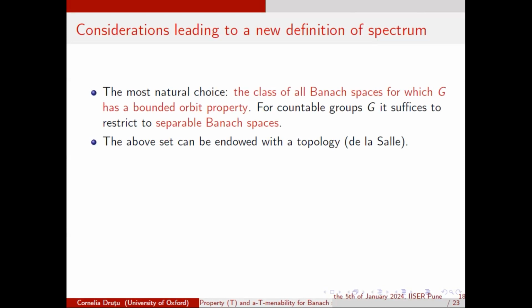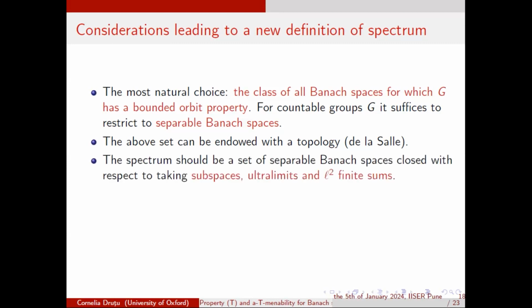There is a topology of that set, and this was defined by Mikael de la Salle. For reasons related to that topology, if we look at all the Banach spaces for which the group has the bounded orbit property, we would better look at a sort of maximal set for which the group has a fixed point property, but also closed with respect to taking subspaces and ultra limits. If we want that set not to be too topologically wild, these are two of the things that we should require.